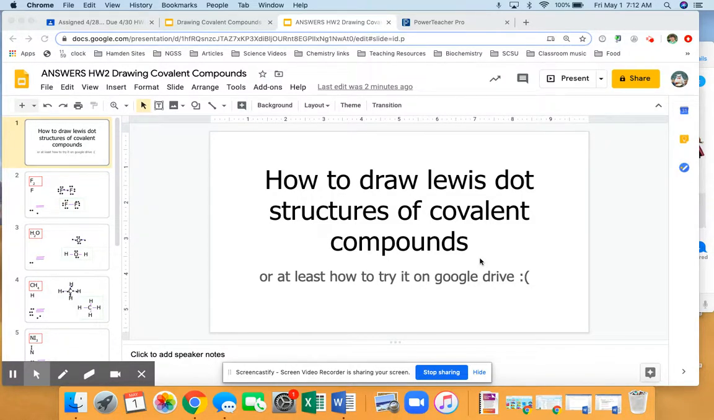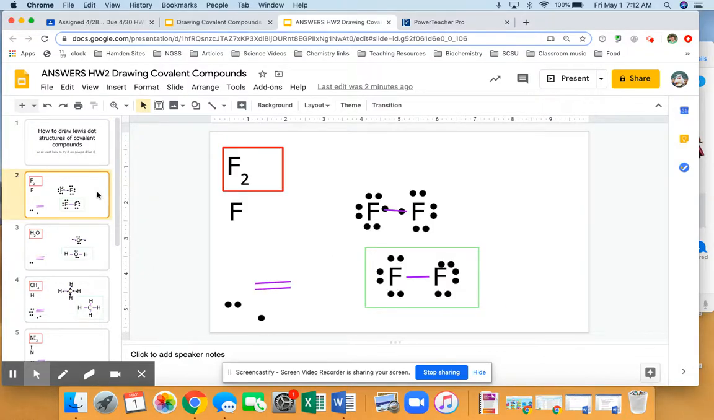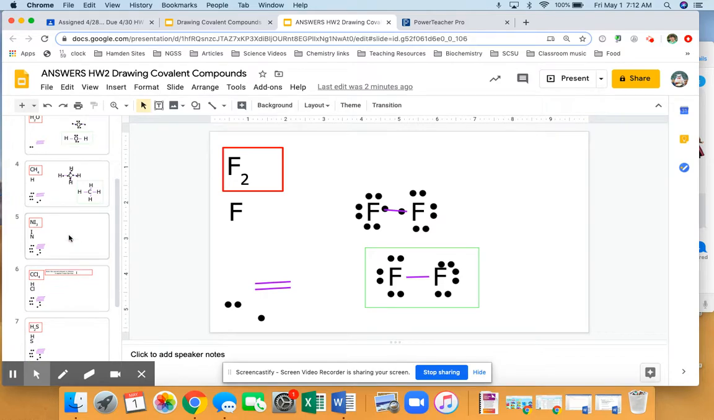Hello, chemistry students. Welcome to the answer key for our first installment of drawing Lewis dot structures of covalent compounds. In the previous video, I walked you through how to draw these structures by looking at the type of element there is and how many there are, figuring out dot structures for them, and then just connecting those single dots. So, what I'm going to do now is show you the answer key for these other problems.